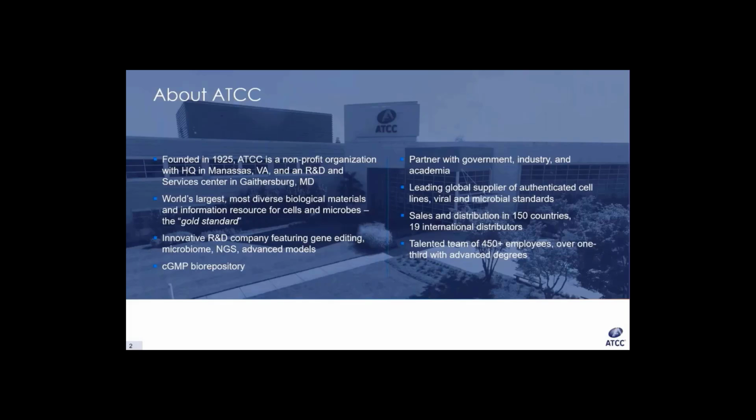Founded in 1925, ATCC is a nonprofit organization with headquarters in Manassas, Virginia, and an R&D and services center in Gaithersburg, Maryland. We are the world's largest, most diverse biological materials and information resource for cells and microbes. We are also an innovative R&D company featuring advanced in vitro models such as iPSC-derived primary cells, which is what I will be discussing today.